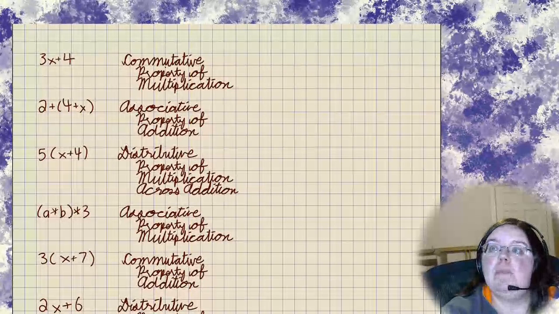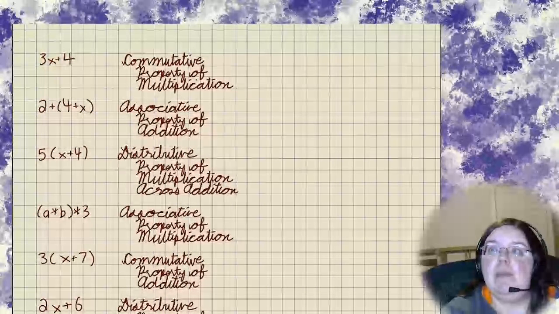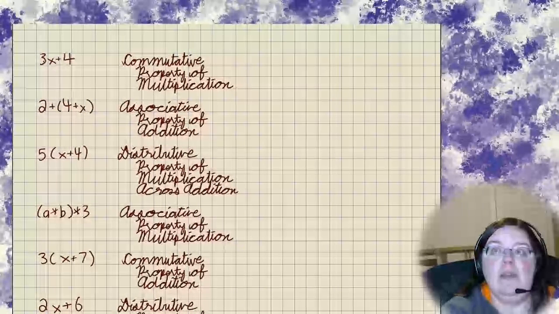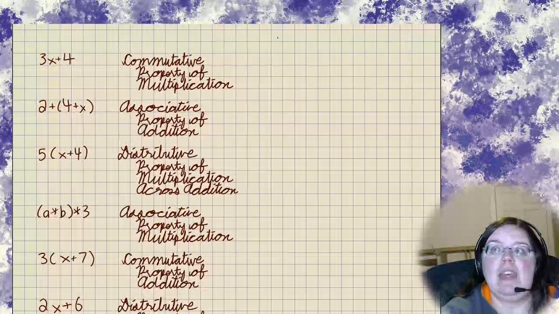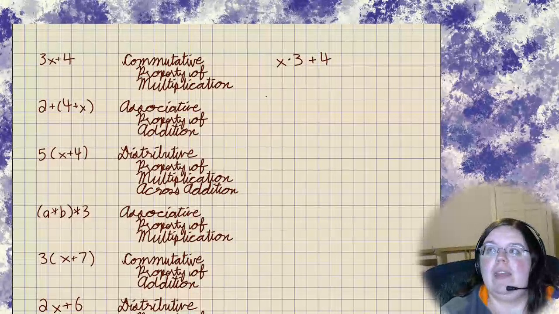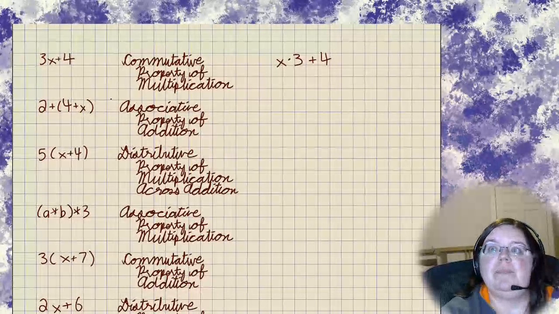So that property means that we're going to flip around something that's being multiplied. And even though it doesn't say here, 3x really means 3 times x, so I can rewrite that as x times 3, and then bring along the plus 4. And that used the commutative property of multiplication.